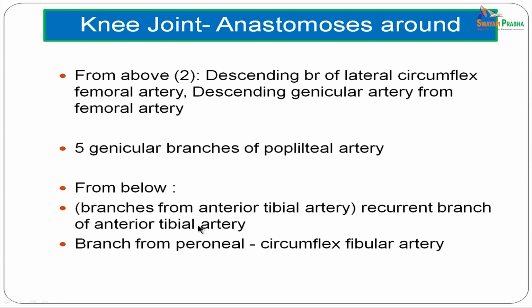Okay, to summarize, the anastomosis around the knee joint is formed with the 5 genicular branches of the popliteal artery, with anastomosis from above, which includes the descending branch of the lateral circumflex femoral artery and the descending genicular branch of the femoral artery. This anastomosis is joined by 2 branches from below, which include the recurrent branch of the anterior tibial artery, and the circumflex fibular artery, which is a branch from the peroneal artery.